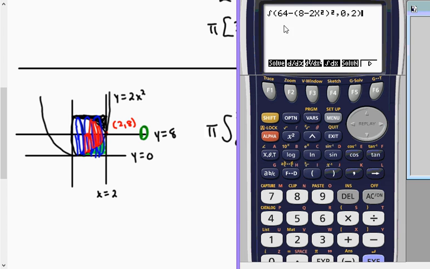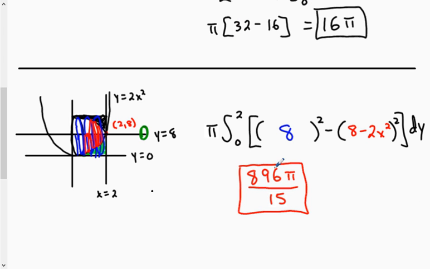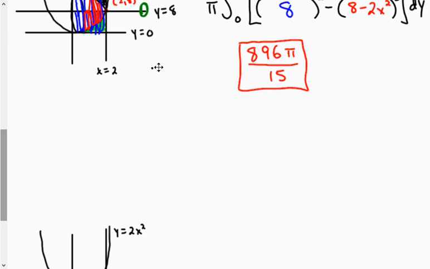Okay, notice how I left the pi out. I'm just going to get this answer and then tag pi onto it. So I do that, and look at that, 896 over 15, which is deja vu all over again. Okay. So you guys, the key to these is setting them up.